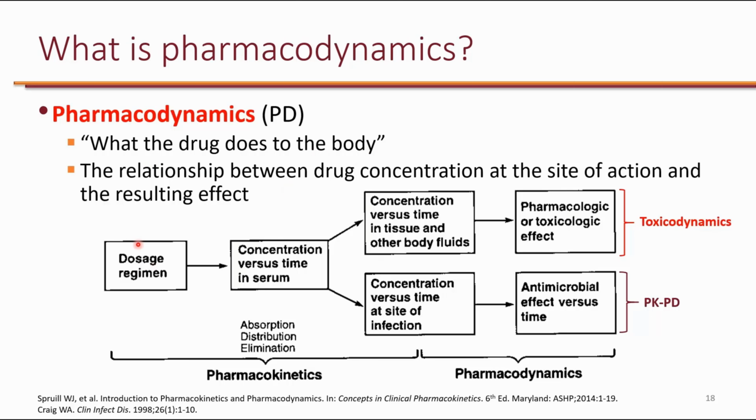So once a drug is given to a patient, the body will handle the drug. So there will be absorption, distribution, and elimination. So these are the pharmacokinetic properties. And then there will be concentration in the body fluids and also at the site of infection. And at the site of infection is when you want the drug to do something to the pathogens, and that will be the pharmacodynamic outcomes, which we refer to as PK/PD. And of course, there are things that antibiotics do to the body, and those are referred to as toxicodynamics. These are the things that we don't really want antibiotics to do to the body.